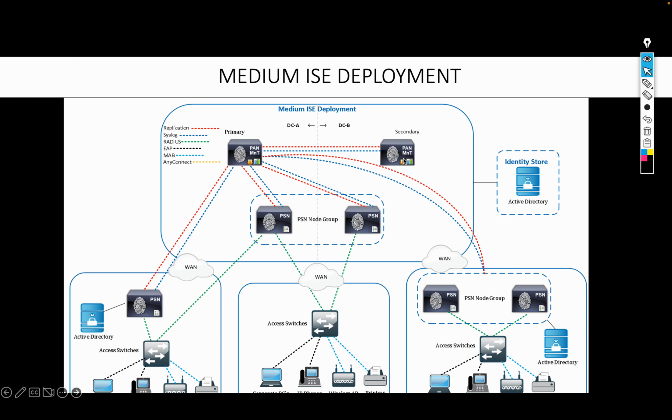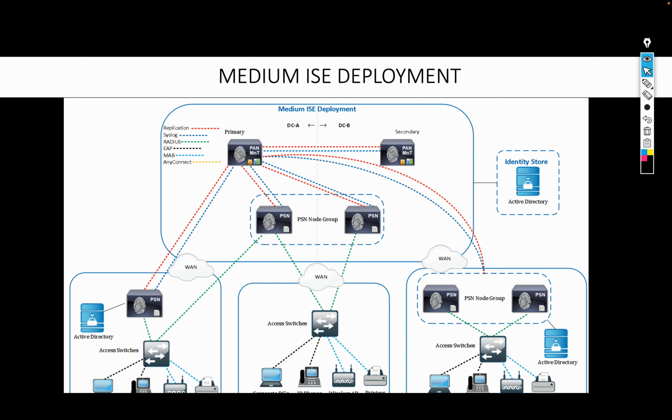The other one in the DCB, same thing but secondary. We have two PSNs for this DC. So one PSN here, another here, one DCA, DCB, and we'll talk about that later. But we have a dedicated Active Directory for these PSNs. So this Active Directory works as identity source. It's for this one, and this is a recommendation from Cisco.